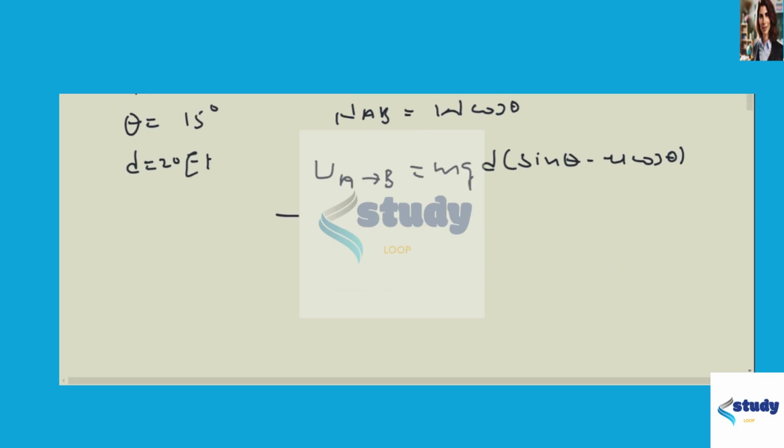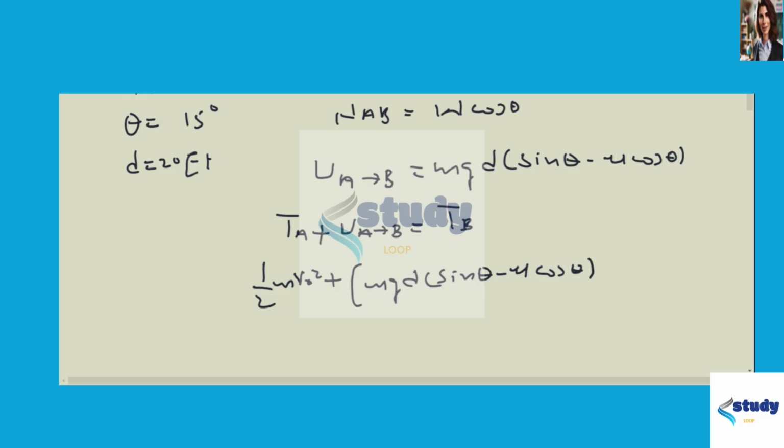According to work energy principle, kinetic energy at point A plus work done from point A to point B is equal to kinetic energy at point B. And kinetic energy at point A is half m v naught square, and work done from point A to point B is mgd into sine theta minus mu cosine theta, and then this term, the sum of this kinetic energy and work done from point A to point B, equals 0.